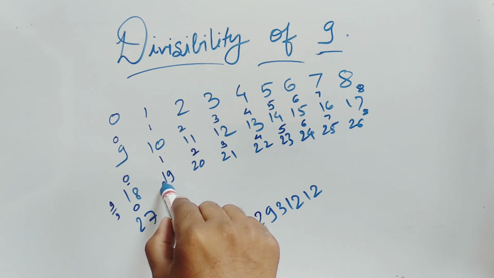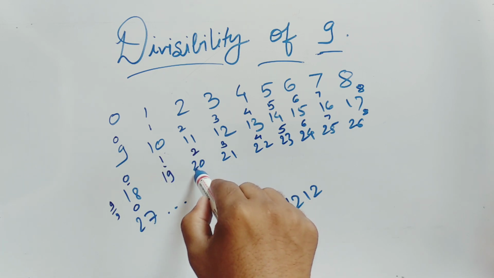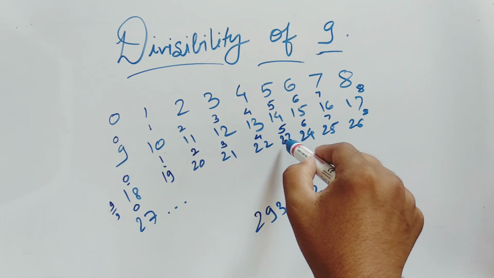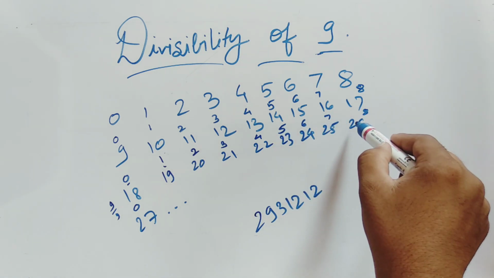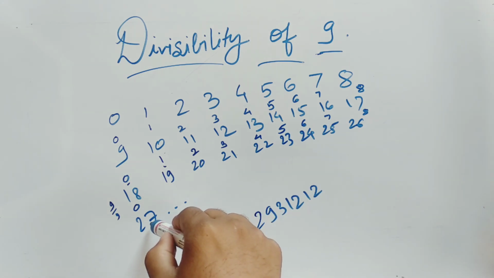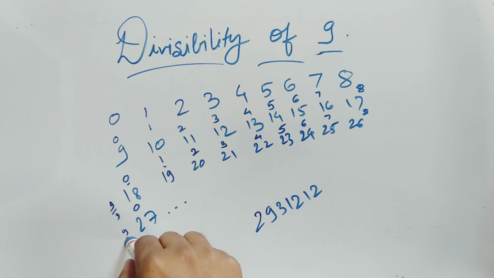Now consider 19 here. 9 plus 1 gives us 10. 10 means 1 plus 0, which gives 1. Then 2 plus 0 is 2, 2 plus 1 is 3, 2 plus 2 is 4, 2 plus 3 is 5, 2 plus 4 is 6, 2 plus 5 is 7, 2 plus 6 is 8, and again with 2 plus 7, the digits restart, that is 2 plus 7 gives us 9, and as 9 is completely divisible by 9, we get the remainder 0.